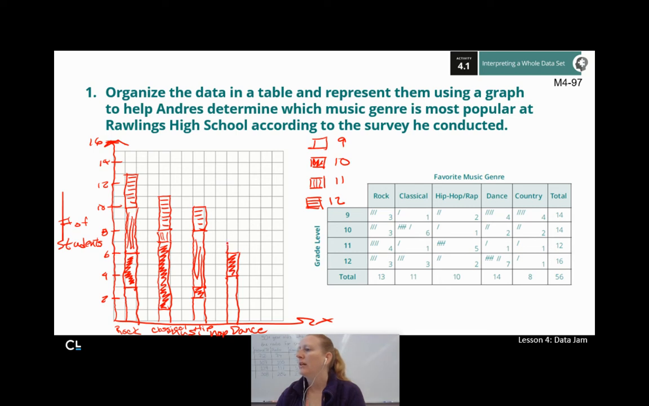I've got 1 11th grader with my vertical stripes, and 7 12th graders, 1, 2, 3, 4, 5, 6, 7 12th graders. Wow, with my horizontal stripes. Last but not least, we have country with 4 9th graders, 2, 3, 4, 2 10th graders, 1 11th grader, vertical stripes, and 1 12th grader with horizontal stripes.